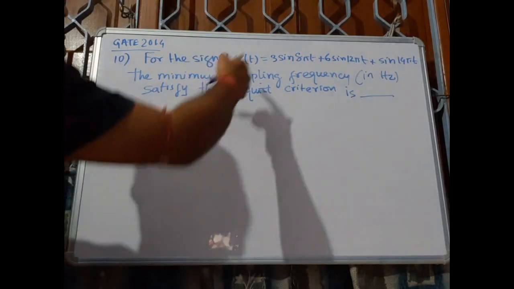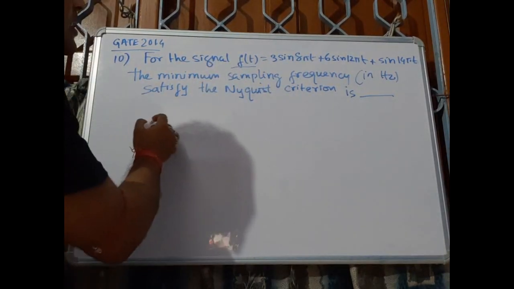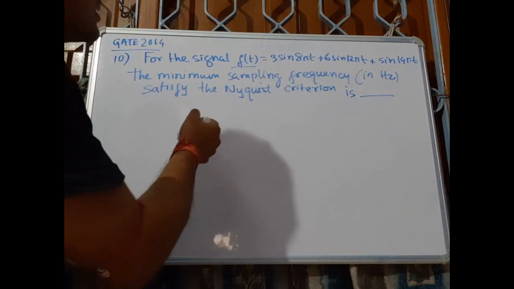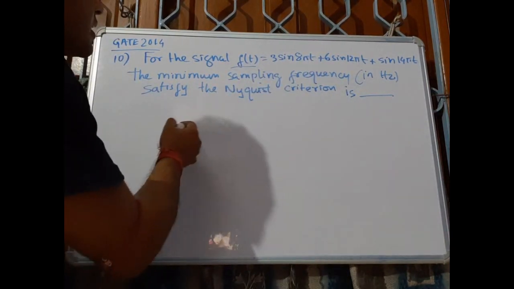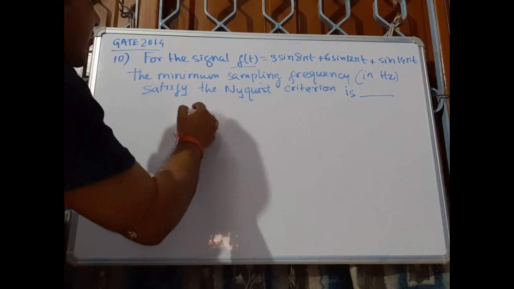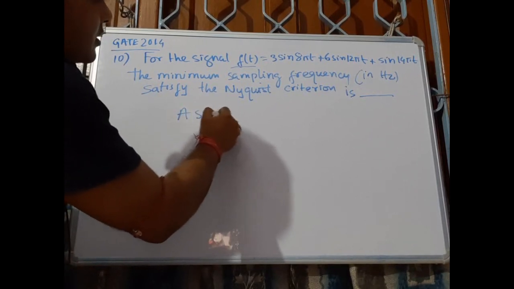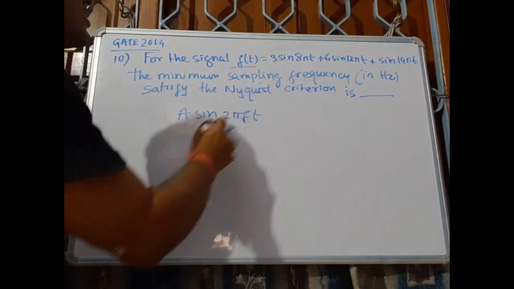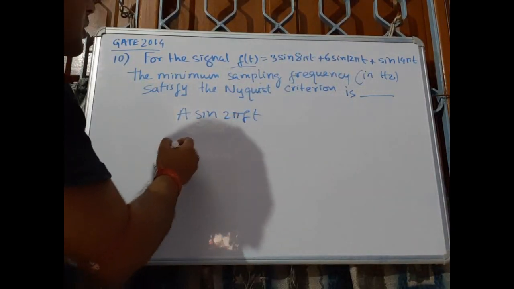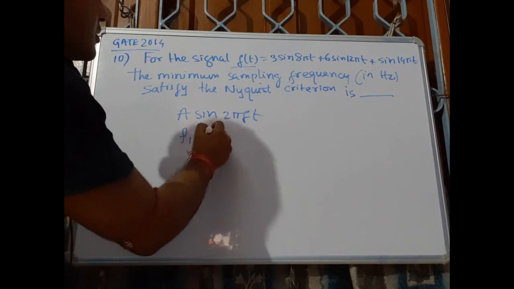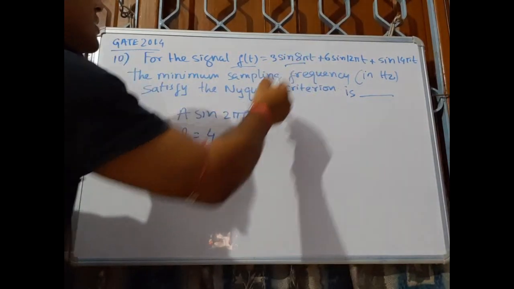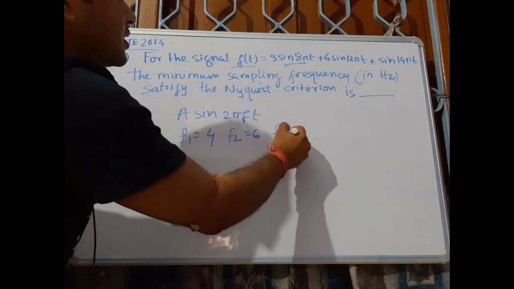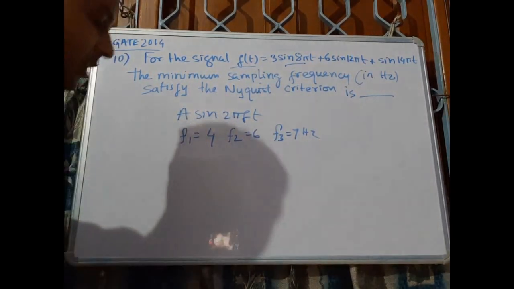Now, this is a signal containing different sinusoidal frequency components. Comparing with sin 2πft, we have f1 equals 4, f2 equals 6, and f3 equals 7 hertz, right?